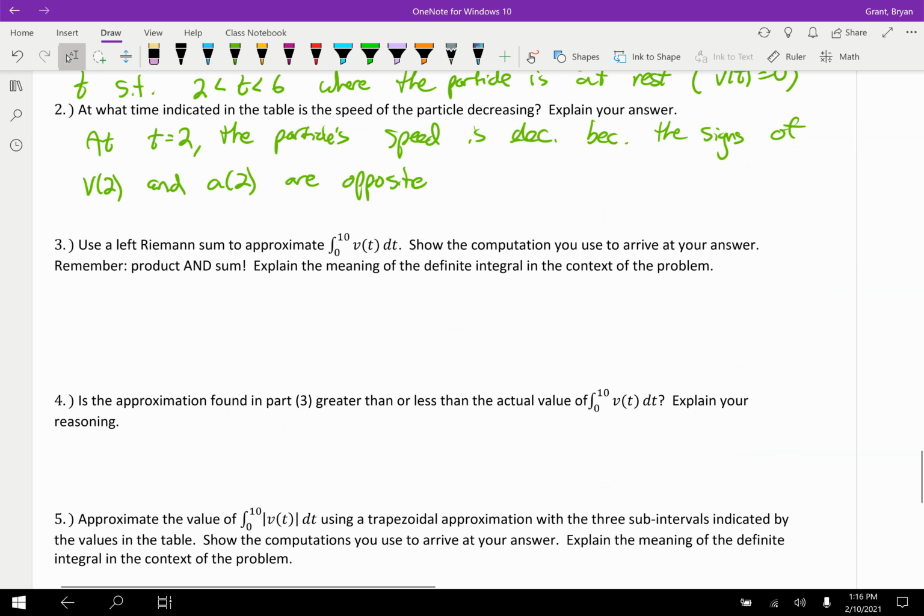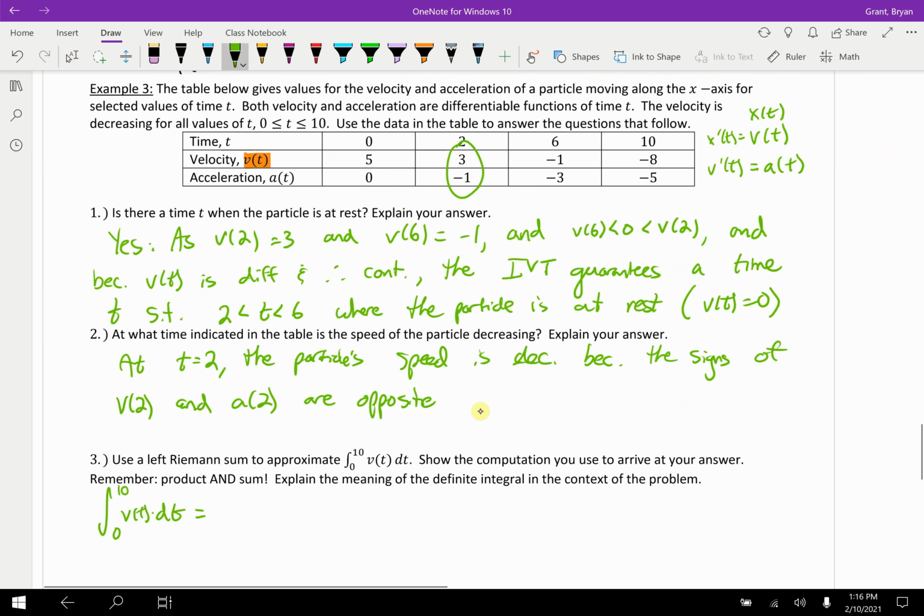All right, use a left Riemann sum to approximate the integral from 0 to 10 of v of t dt, show the computation, and then explain the meaning of the definite integral. All right, so left Riemann sum. We're going to start with the integral, 0 to 10 v of t dt, right? We're summing up a base and a height, so let's get some bases and some heights in here. So we're going from 0 to 10, and we have 1, 2, 3 subintervals here.